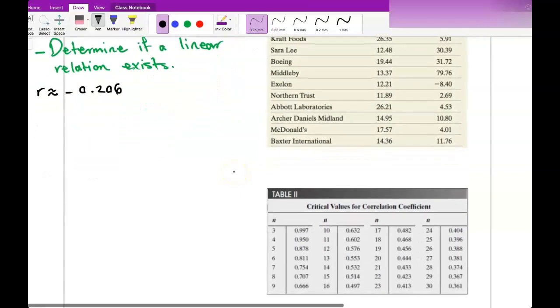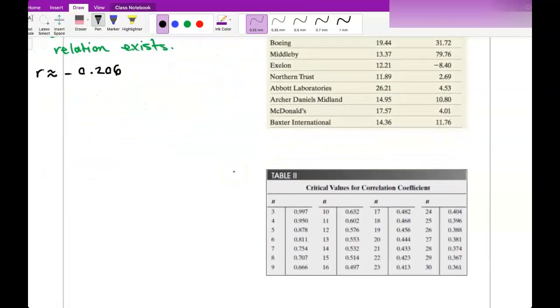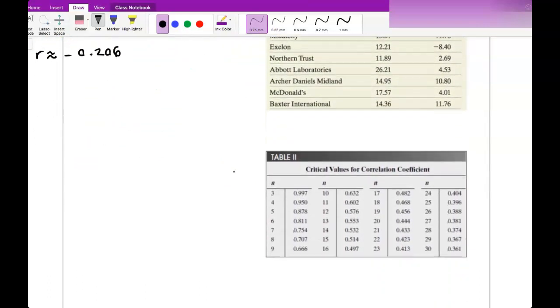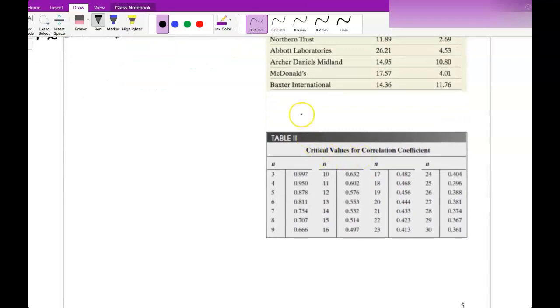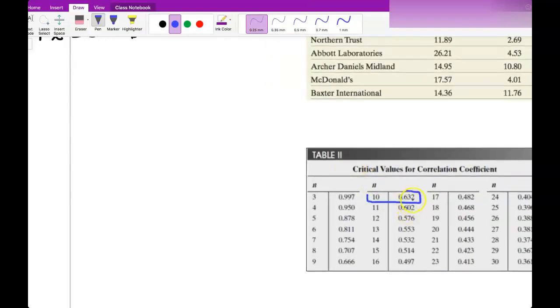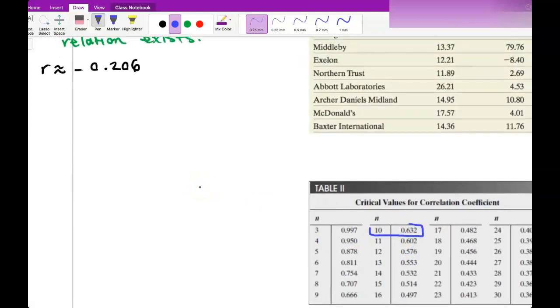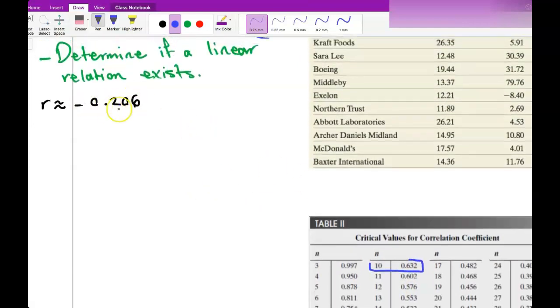Then after that, we should find what the critical value is. Here, the sample size is 10. So finding that 10, this n is equal to 10. The critical value is this number. We have 0.632. Now compare that critical value with the absolute value of R.